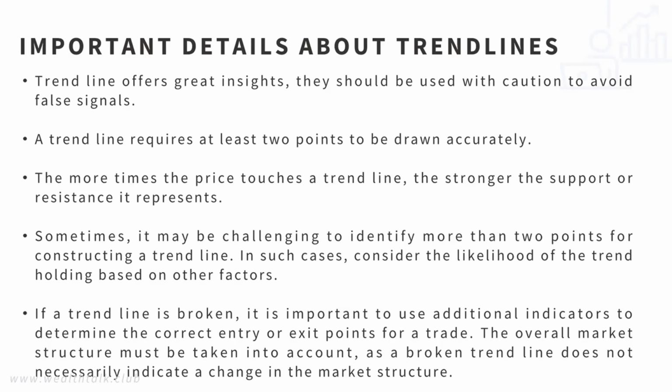Sometimes it may be challenging to identify more than 2 points for constructing a trend line. In such cases, consider the likelihood of the trend holding based on other factors. If a trend line is broken, it is important to use additional indicators to determine the correct entry or exit points for a trend. The overall market structure must be taken into account, as a broken trend line does not necessarily indicate a change in market structure.